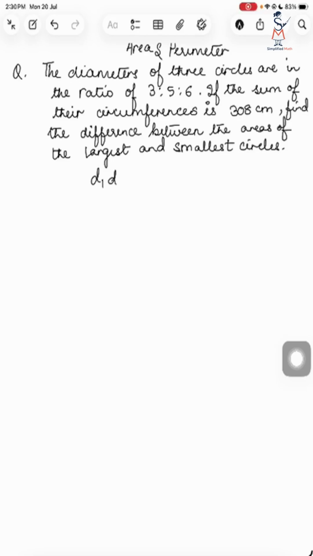Now what is given? The ratio between the diameters of the three circles is given, that is 3:5:6. Here the diameters are in the ratio, they are not the actual diameters, but when we multiply the terms of the ratio with a constant, we get the real diameters. So diameter 1 can be written as 3x, 3 multiplied by a constant. Same way diameter 2 has to be multiplied with the same constant to get the real diameter, 5x. Same way diameter 3 will become 6x.